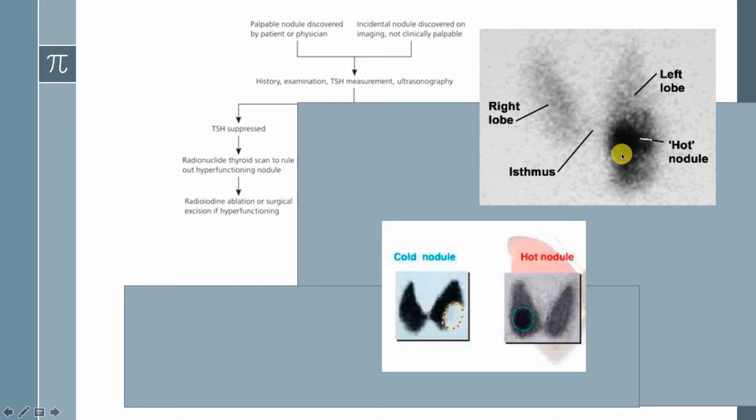And this is what a cold nodule looks like. So the rest of your thyroid gland is actually working pretty fine. There might be a disease in the rest of your thyroid, but the cold nodule itself is not hyperfunctioning anything. There's a nice picture in between the two.